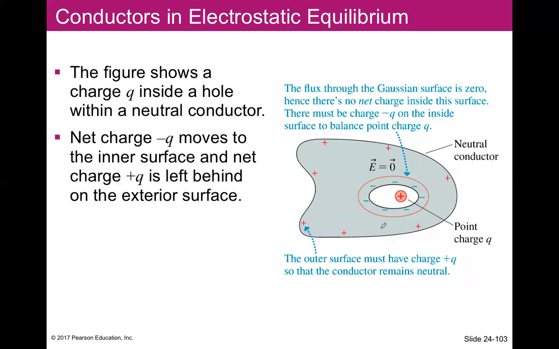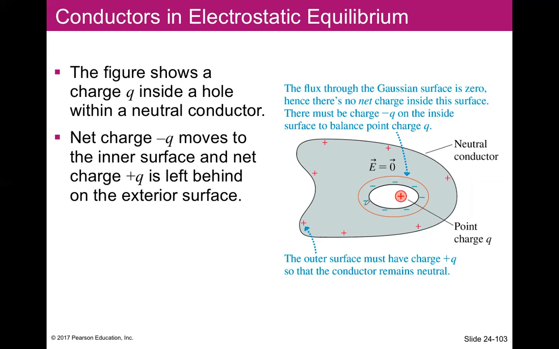Here, this figure shows a charge inside the hole within a neutral conductor. Now if you have a charge here, then we know for a conductor, the charges are free. There will be some induced charges on the surface of the cavity, and also some charges on the outside surface. If you put a charge Q here, the net charge, negative Q, moves to the inner surface or the surface of the cavity, and the plus Q is on the outer surface.